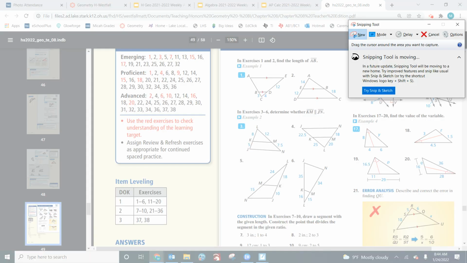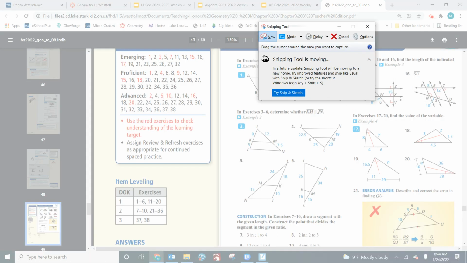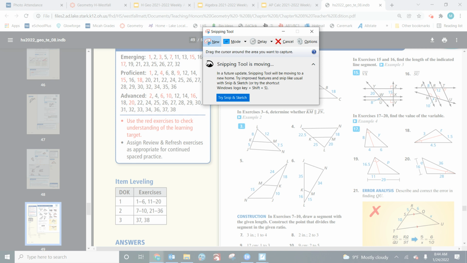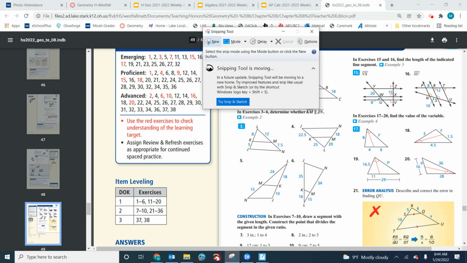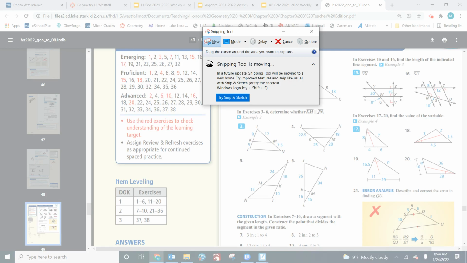Anthony, which one do you want to do, 15 or 16? I'd say they're both the same. All right, then 15. Yeah, it's the same concept for both.